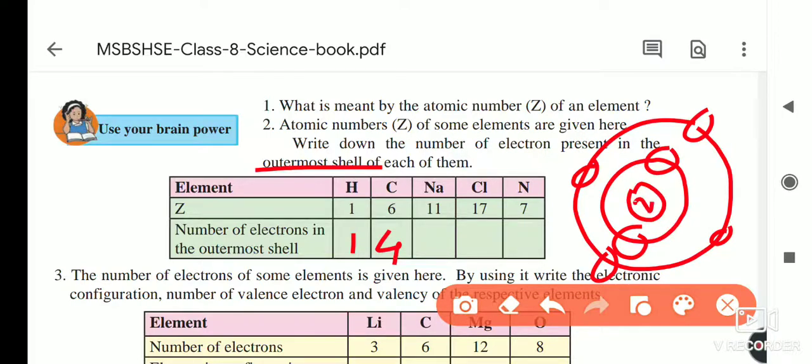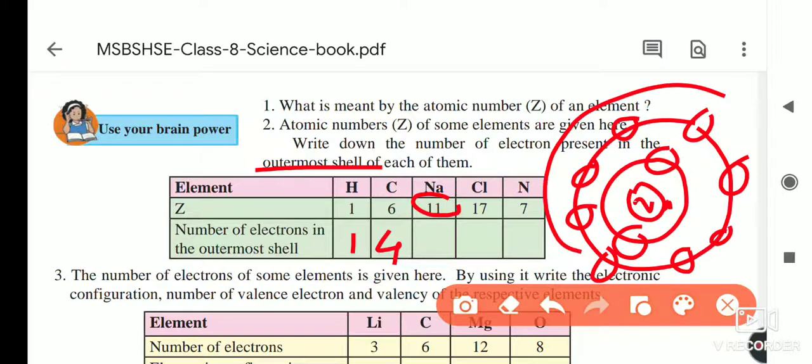Okay. Now moving towards sodium. Sodium's atomic number is how much? 11. As you know, the capacity of the first orbit is 2, so 2 electrons will go here. The second orbit's capacity is how much? 8. So 8 electrons. So total how many are over? 10. And in the third orbit, how many electrons are there? 1 electron is present, and that's why in the outermost shell only 1 electron is present.